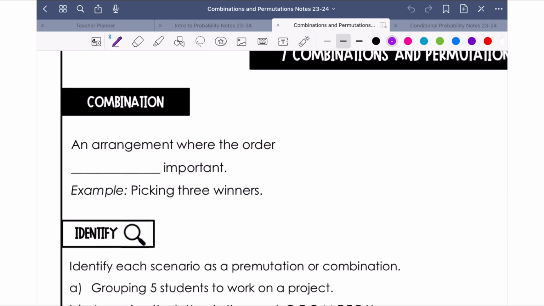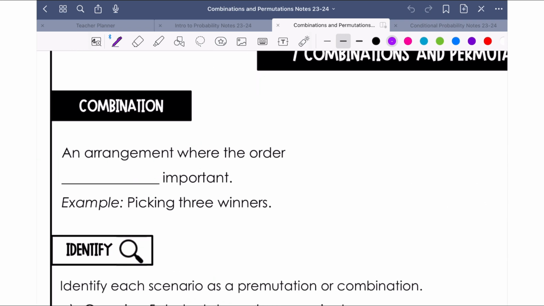A combination is an arrangement where the order is not important. And what do I mean by order? As in putting stuff in order. Example, picking 3 winners. This is just saying I just need 3 people to win. It doesn't matter what order you win in, but there's going to be 3 winners, okay?